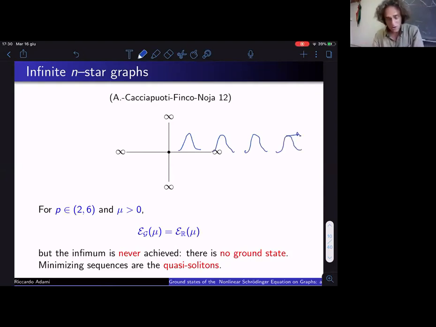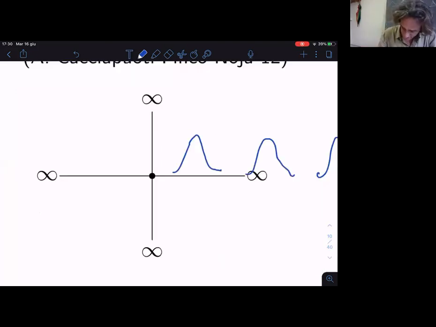Why? Because when it goes to infinity, it can really replicate a soliton. When we are here, near the vertex, there is a tail. There is a tail here that does not allow, because of the constraint of continuity, does not allow to extend to a soliton.